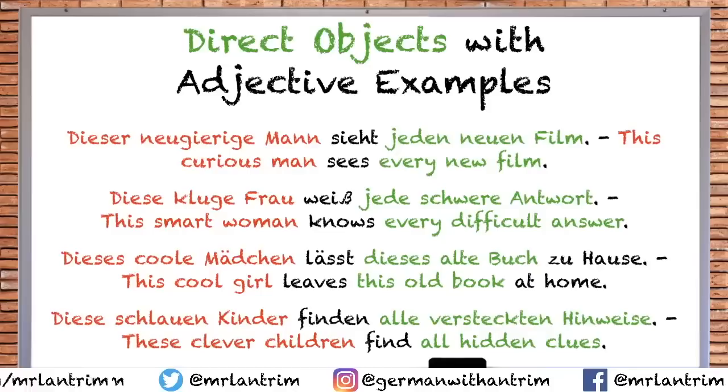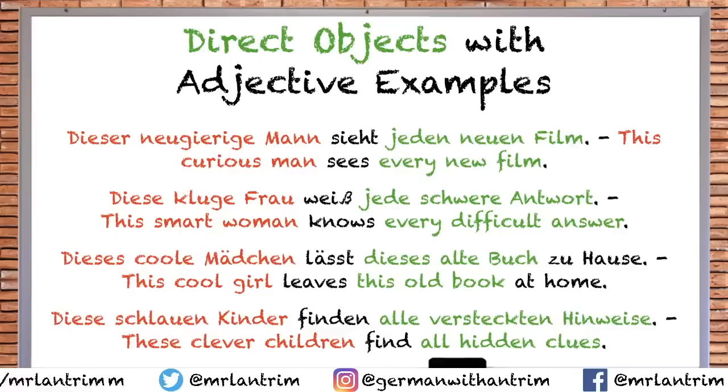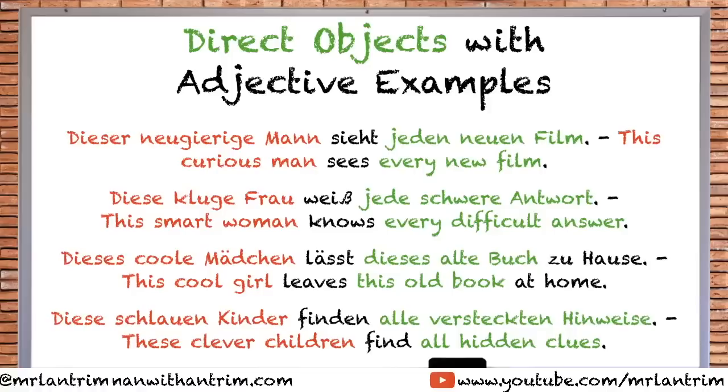Okay, here we have some examples of this. It's kind of the same sentences as I had before, except now I have them with adjectives attached to them. And I apologize for the fact that this is not on the same line as the rest of the sentence for some reason. Looks like I forgot to hit enter at some point. Dieser junge Mann sieht jeden neuen Film. This curious man sees every new film. Dieser neugierige Mann sieht jeden neuen Film.